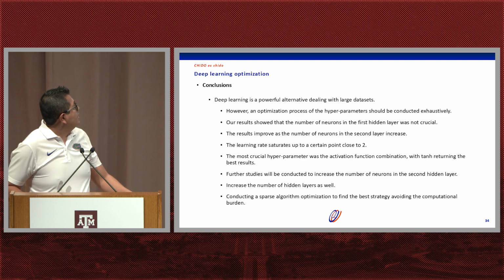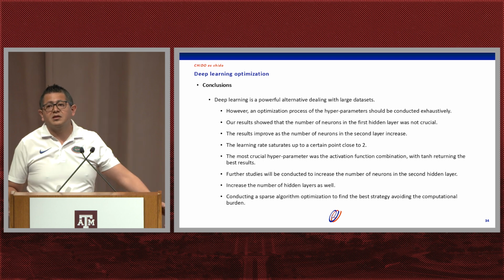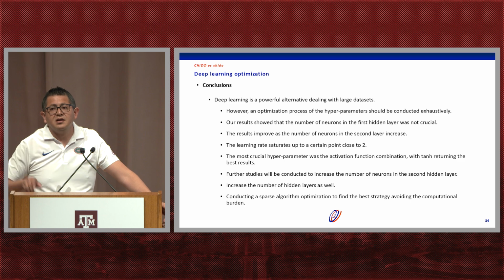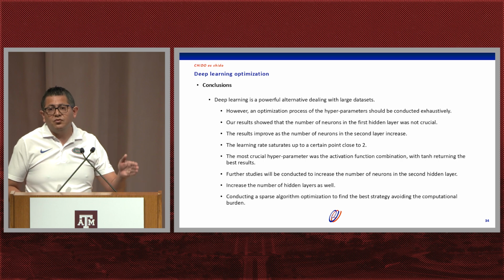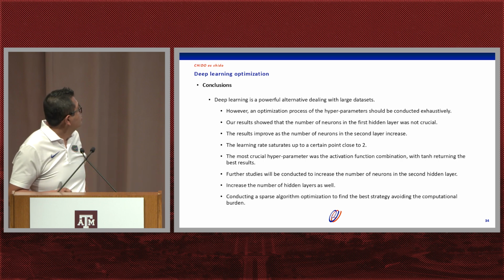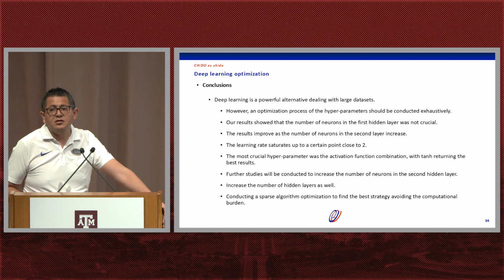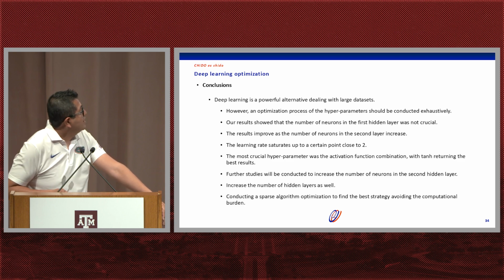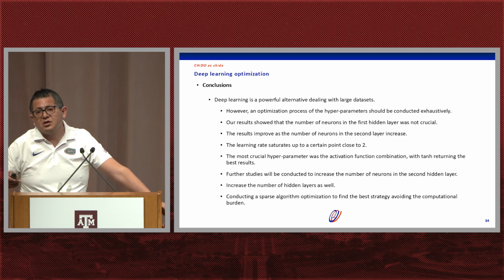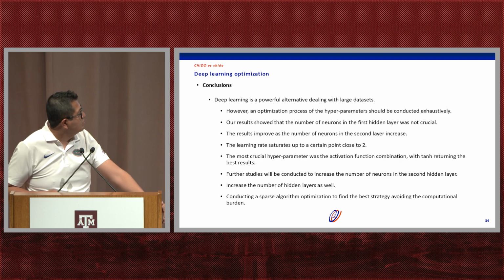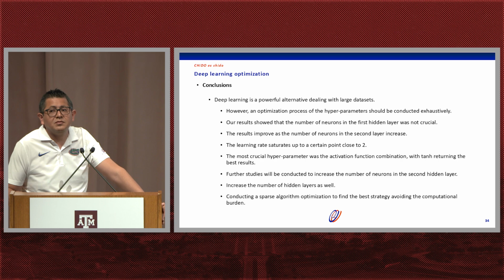And the most crucial hyperparameter was the pair of activation functions, right? So that's where we can also use dedicated resources to study a specific group of activation functions for a specific trait and crop. Further studies will be conducted to increase the number of neurons in the second hidden layer and increase the number of hidden layers as well. Probably if we add two or three more hidden layers, we can have better results. And finally, we are trying to develop a sparse algorithm design in a way that we can find an optimal set of parameters in an easy way.